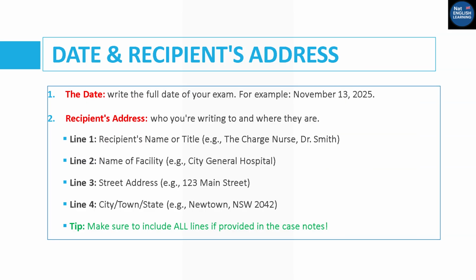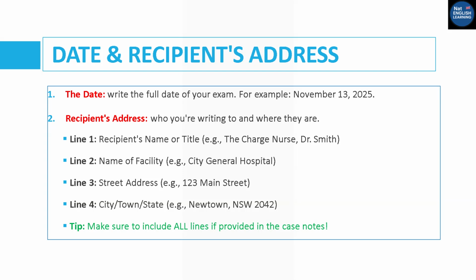Let's kick things off with the date. It's always important to include the full date, not just the month and year. For example, instead of saying November 2025, you'll want to write something like November 13th, 2025. This way, your recipient knows exactly when your letter was written.